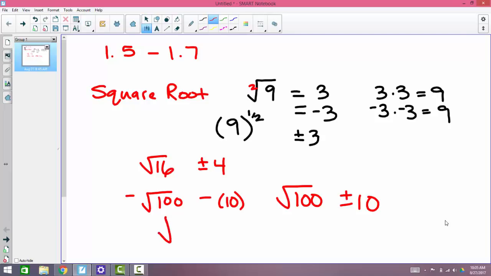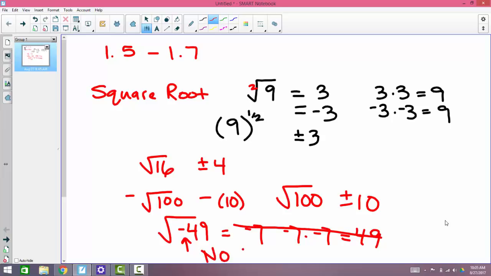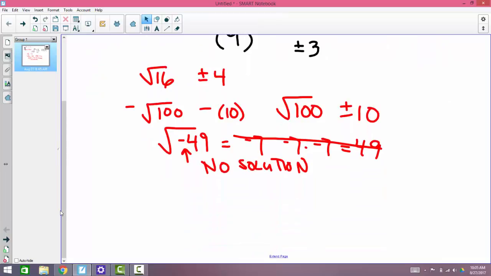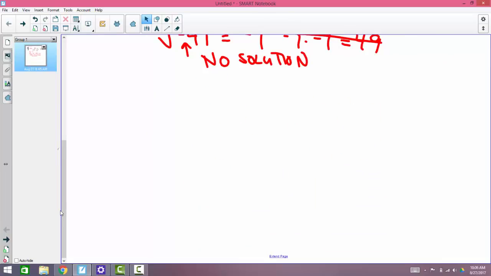And the square root of -49 is impossible because no two numbers of the same sign will equal this negative right here. So if you said it was -7, well, -7 times -7 is +49. So that will not work. So when you have a negative underneath, that is no solution. It's actually an imaginary number, which we will also get to later in the year, but do not fear right this second.